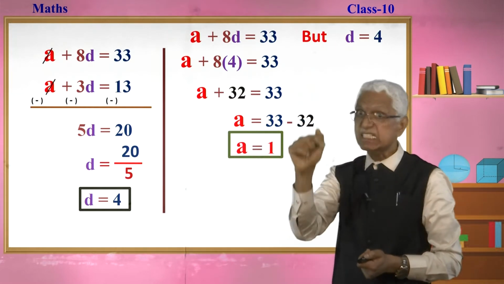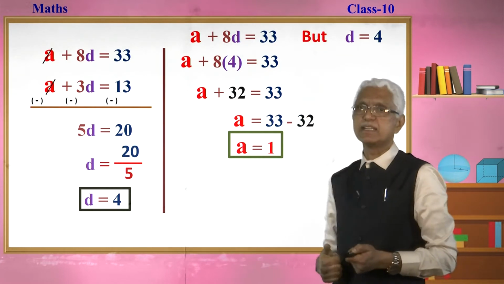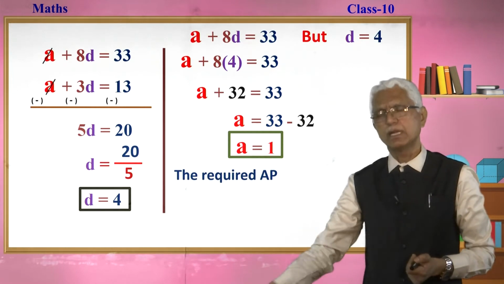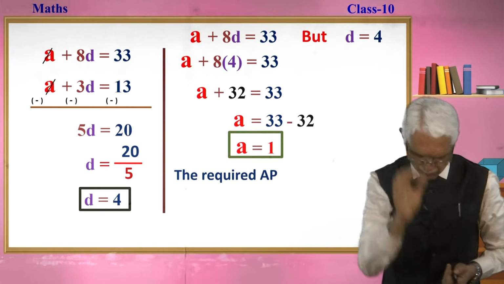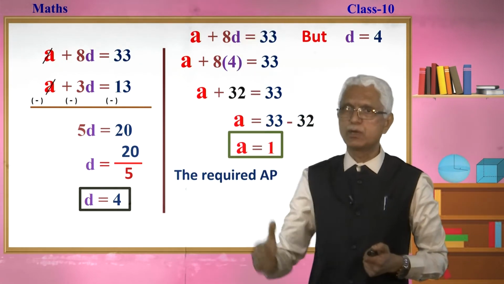So, the first term of the required AP is 1. Common difference is 4. You know the first term, you know the common difference. You must know these two. You must know the first term, you must know the common difference. Only then will you be able to write down the AP.